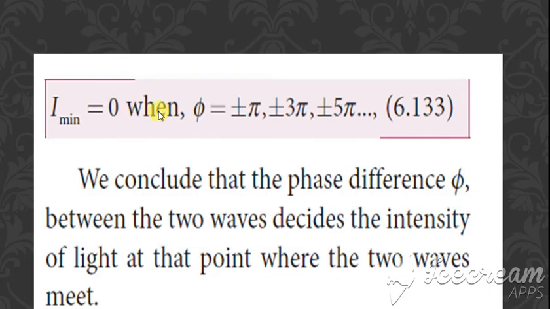In the same way, when considering the minimum, phi takes the values plus or minus pi, plus or minus 3 pi, 5 pi, etc. So this is the interference of two waves. Clear?